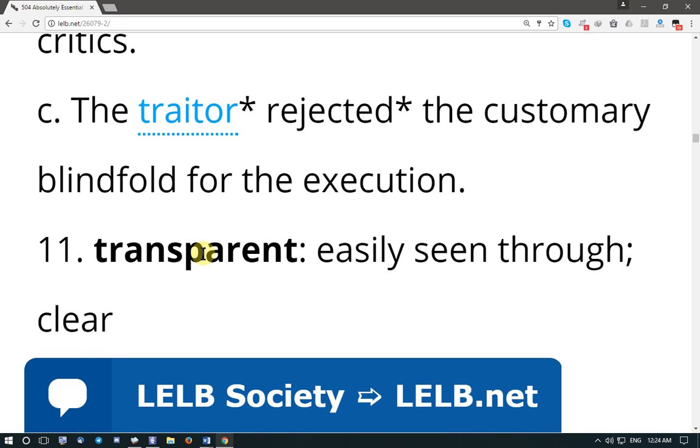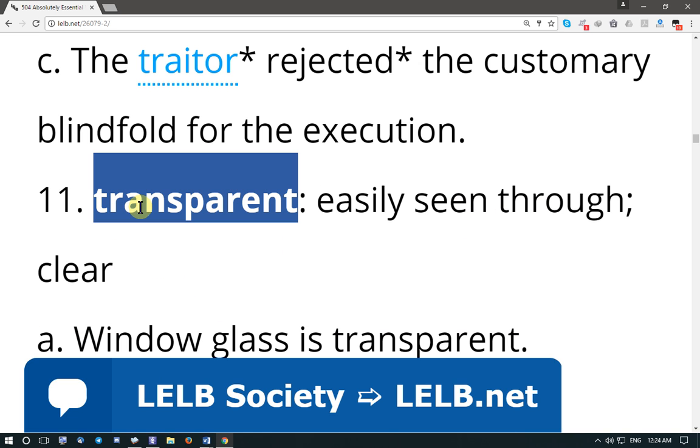Transparent means easily seen through, clear. For example, a pane of glass is transparent because you can see through it.